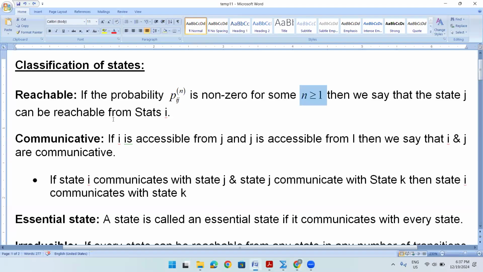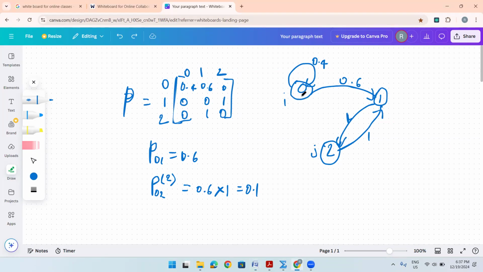So that's the definition of reachability. Here, we can reach 0 to 1 in a single transition. So 1 is reachable from 0 and 2 is reachable from 1, in a single transition. Next, 2 is also reachable from 1, and 1 is reachable from 2. So 1 is reachable from 2, since from 2 we can move to 1.